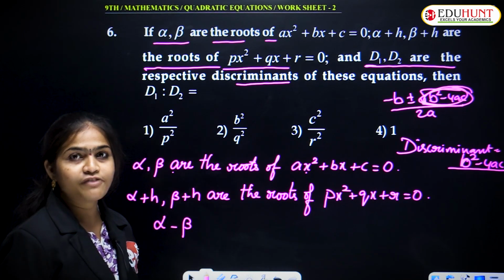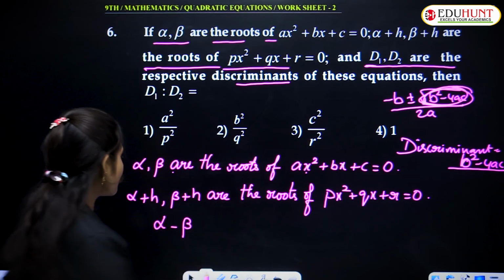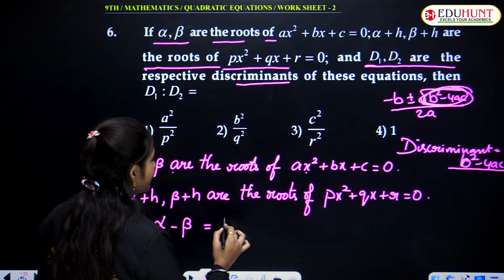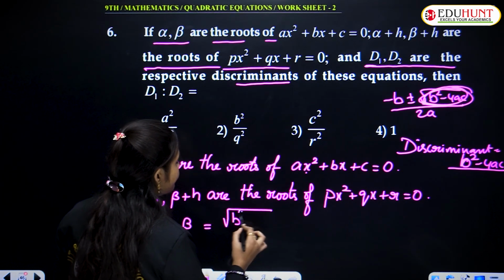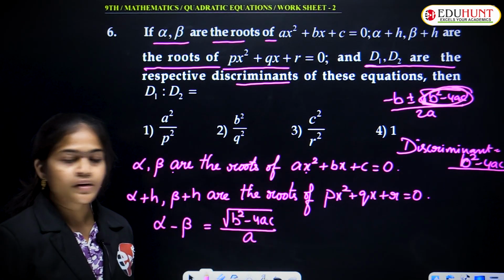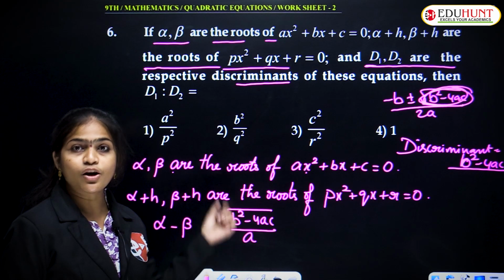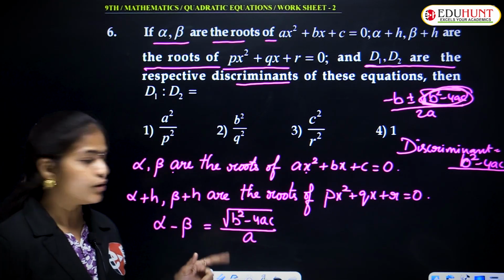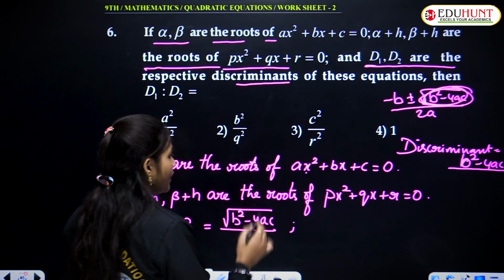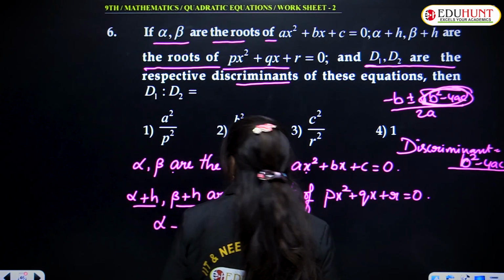What is that? Difference of the roots. We already learned the formula related to the difference of the roots, no? So alpha minus beta is equal to square root of b square minus 4ac by a. Understand? So b square minus 4ac by a. This is alpha minus beta, which we already learnt at the starting. Okay. Now from the second equation, the difference of these two roots.